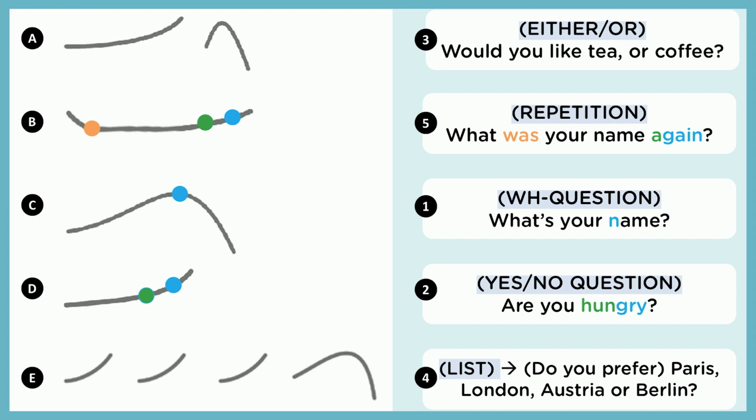And here are the answers. So we begin with the either or pattern for A. B is the repetition or clarification. C, WH question. D, yes or no question. And finally, E was our list question. Now, okay, I know that's a lot of information, but there is still a bit more to go through. Come on, let's do it.